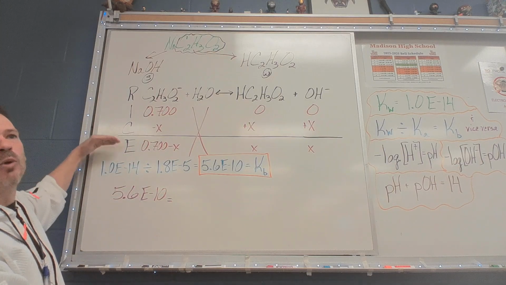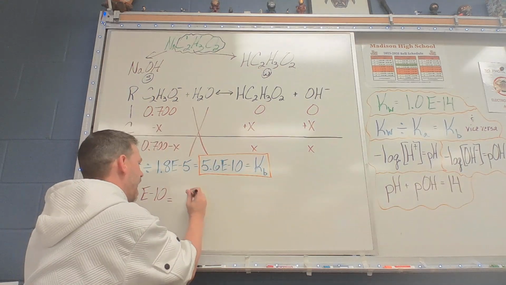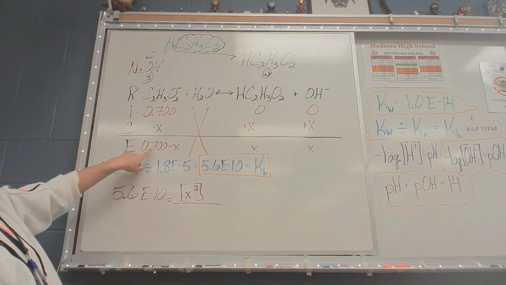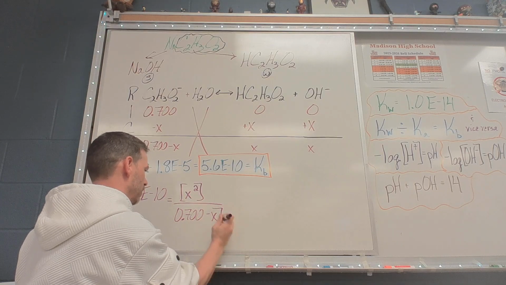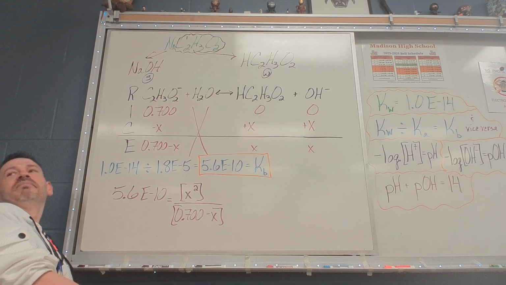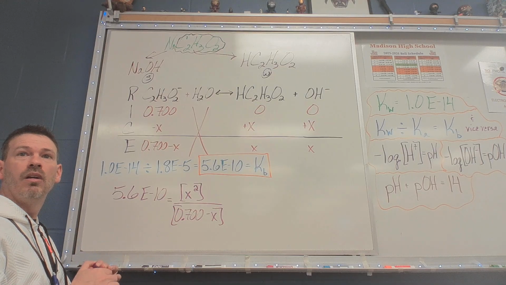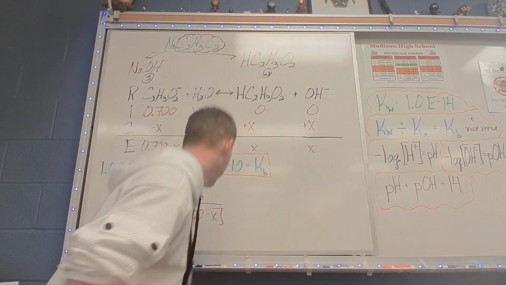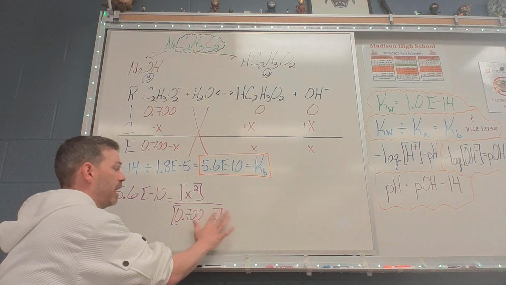All right, remember, we're going to the E row, always to the E row for our K expression. So there's the products, X times X, over the reactant, 0.7 minus X. Hey, are we going to do a quadratic? No, we don't want to, though. What are we going to do instead of a quadratic? Trump X. All right? Remember, if minus X is a denominator, we are now allowed to get rid of that.